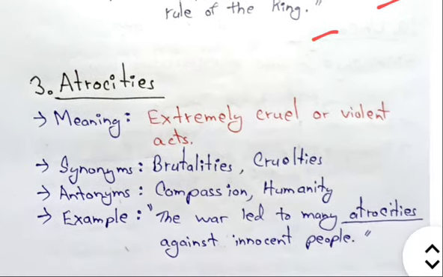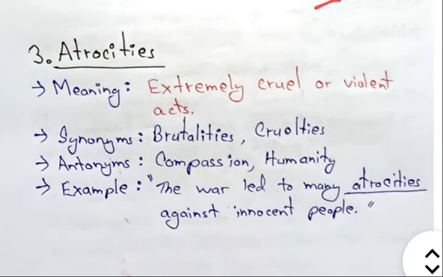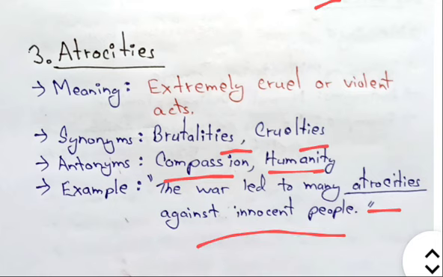Next one is atrocities, extremely cruel or violent act, यानी अत्याचार, क्रूर कृत्य. Synonym है brutalities, cruelties, and antonyms are compassion and humanity. How we can use: the war led to many atrocities against innocent people.